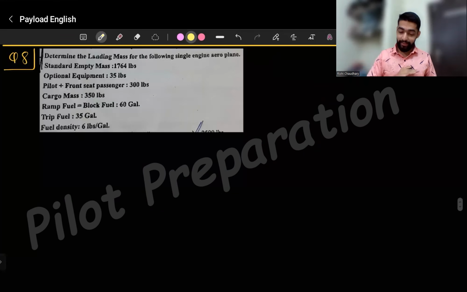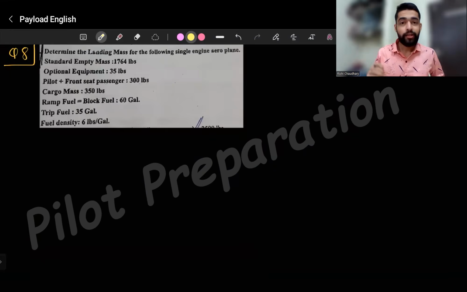We are going at bullet speed, you know. Now let us see question number 8. I am very excited right now. So determine the landing mass. It seems like it will be a little tougher from now on, but it is not tough because you are with me, and trust me, everything is so easy in this chapter. And this payload chapter consists of 5% of your full air navigation. So this is a very, very important topic.